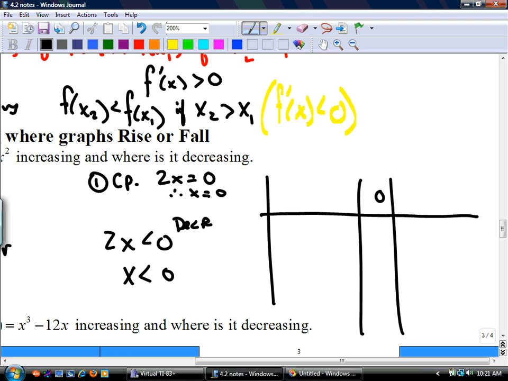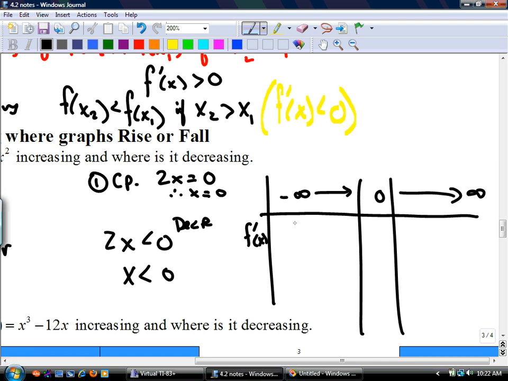So what I'm going to do is break up the function's domain into two regions: a region to the left of the critical point and a region to the right of the critical point. Y equals x squared has a domain of all real numbers. Where does this function's domain start? Negative infinity. So I'm breaking my number line up into negative infinity to 0 and 0 to positive infinity.